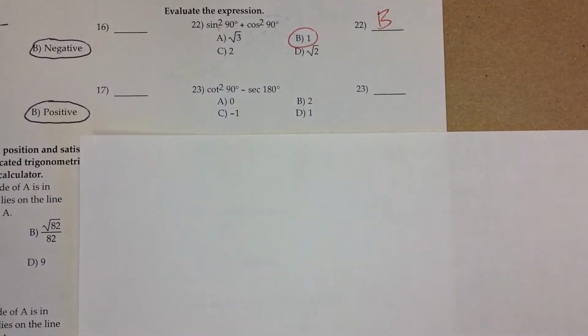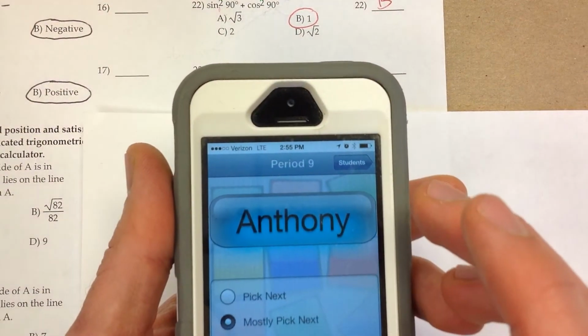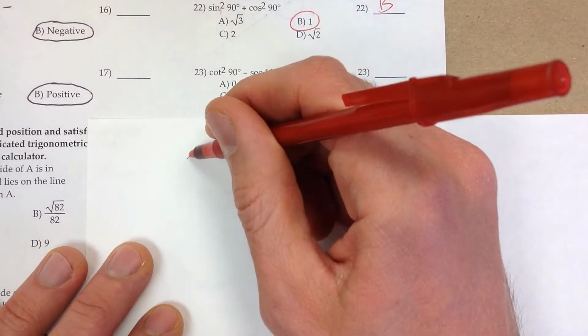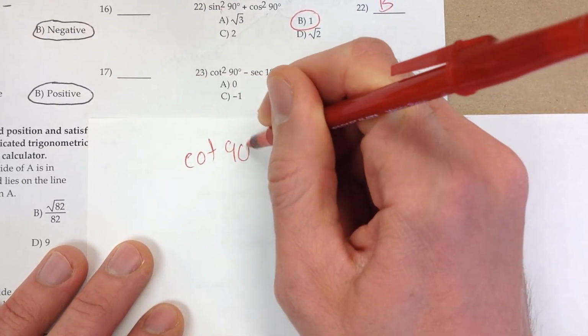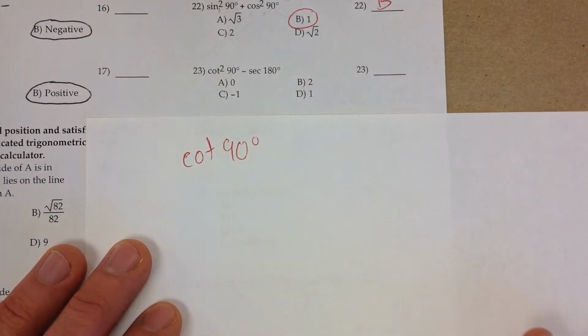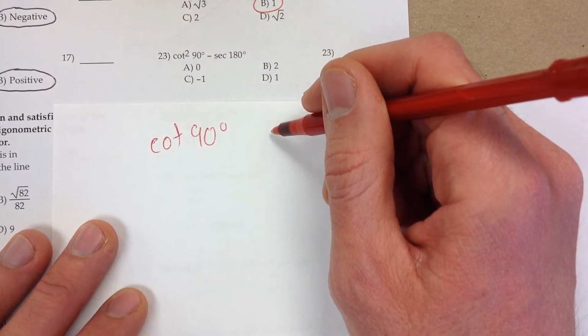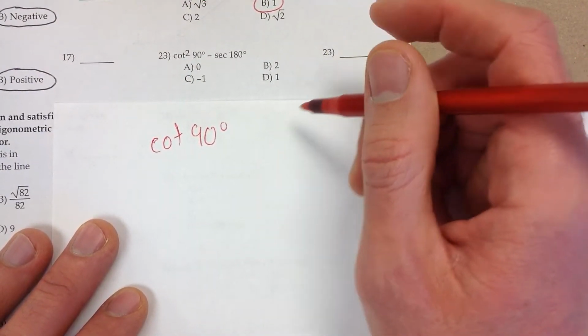Random helper. Anthony. Anthony, please first guide me through how to find the cotangent of 90 degrees without looking at my notes or looking at a calculator screen, something like that. Honestly, I'm a little confused. All right, I'm here to help. That's what they pay me millions of dollars for.